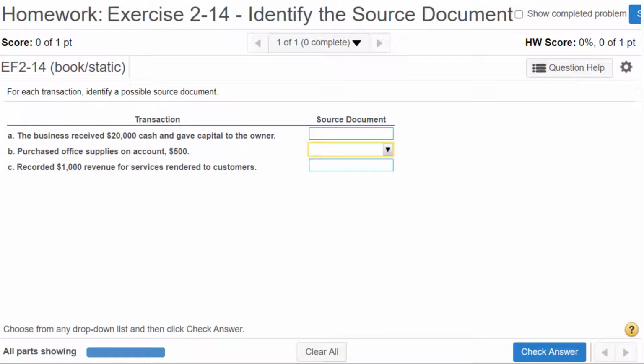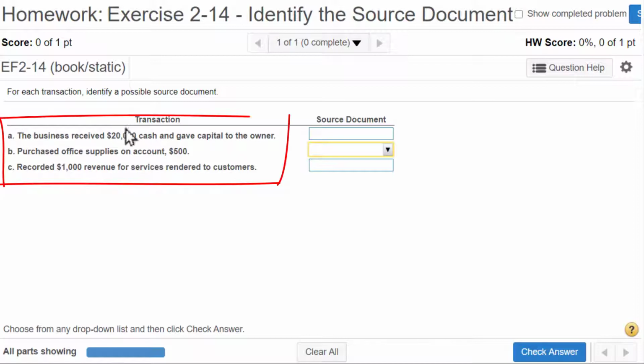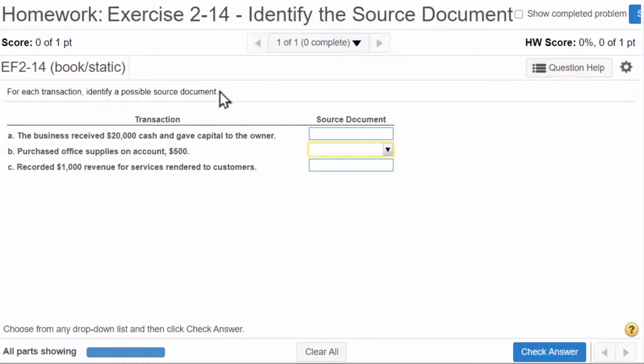Exercise 2-14, we're going to identify the source document. So we've got three transactions here. And it says for each transaction, identify a possible source document. Remember, source document is the piece of paper that tells us that a transaction has occurred.